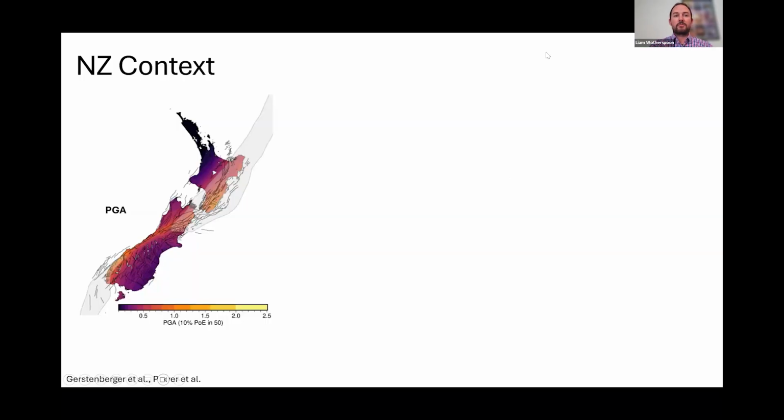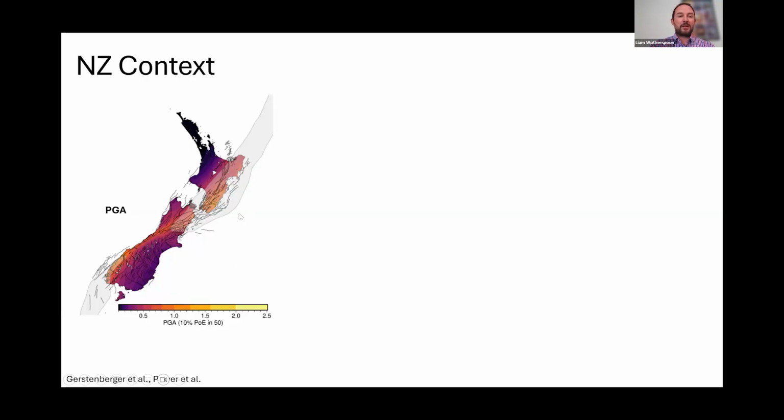Just to provide some context for New Zealand, we're on the other side of the Pacific, down the bottom of the Pacific Ocean, and we sit on the plate boundary on the Ring of Fire, and as such, we have plenty of hazards to deal with. This is the map of New Zealand, North and South Island. The country has a population of about 5.3 million, so not significant.